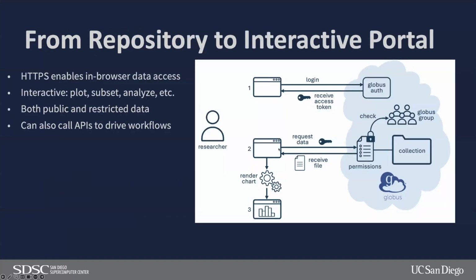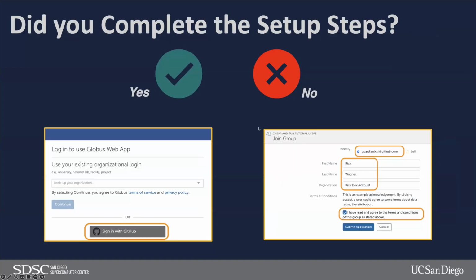And then, of course, we're going to touch on this: because of the HTTPS access and the fact that Globus released their JavaScript SDK, we can now pull in either public or restricted data into the portal itself to interact with it and potentially call out to other APIs to drive workflows. And that's really positive. It takes something from just being a repository to really an interactive portal.